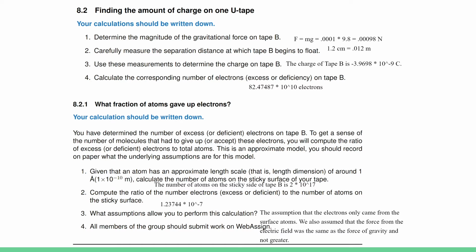I found that the charge of tape B was negative, and it was 3.9698 times 10 to the negative 9th coulombs, and I calculated there to be 82.47487 times 10 to the 10th excess electrons on tape B. All of the scratch work to that is in my code, as I used GlowScript to run my calculations.